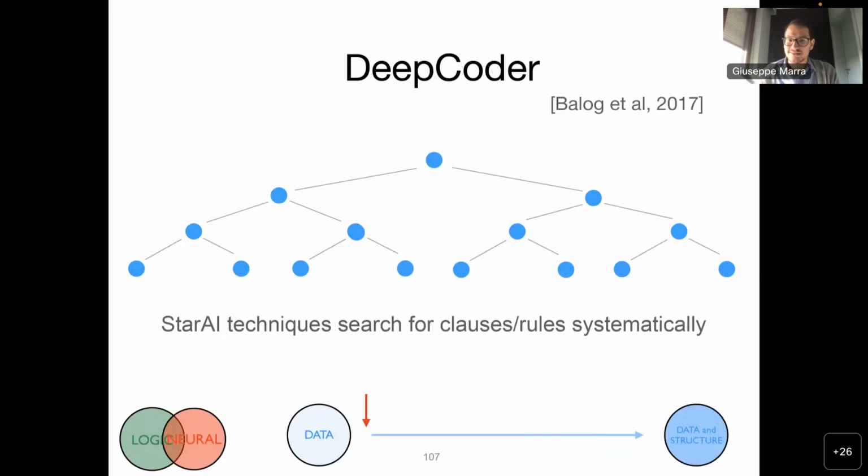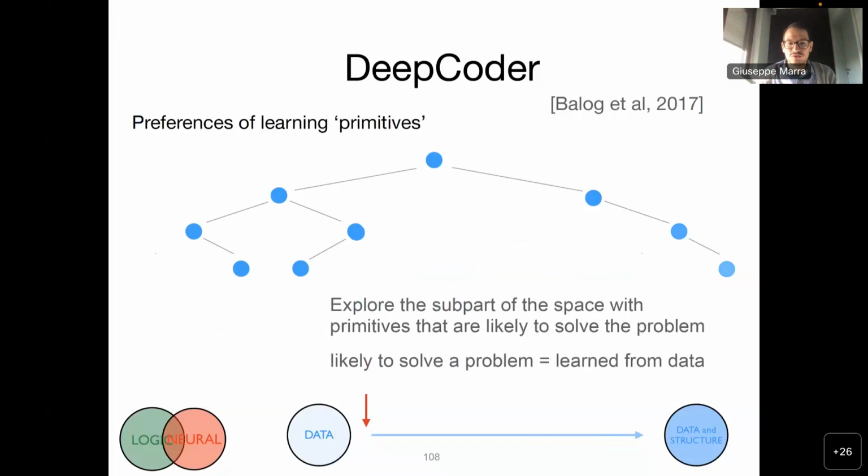And this is the main intuition behind DeepCoder, that says, okay, I want to just explore the part of the space which is more likely to solve the problem. And what is more likely? Well, more likely is something that you can learn from data. So the idea is that you have a neural net that is used as a heuristic for your search. So the search over the programs is guided by a neural net.